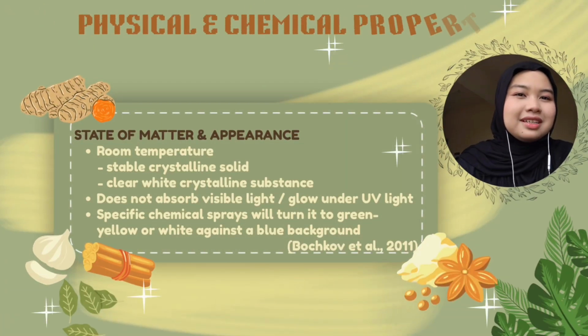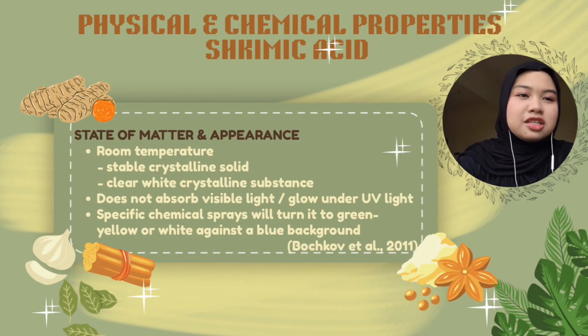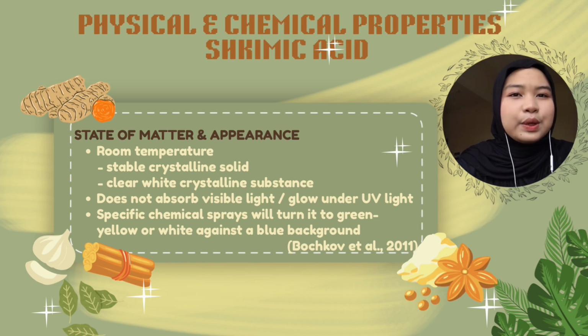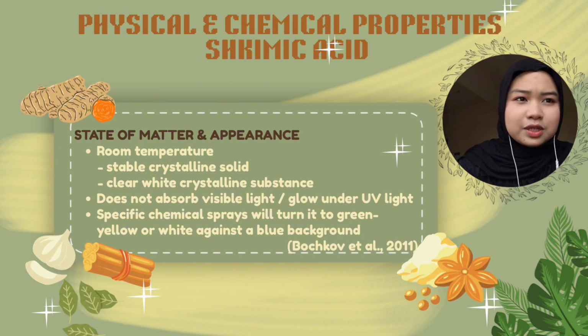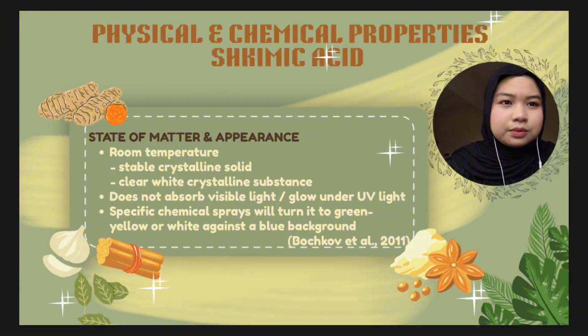At room temperature, shikimic acid exists strictly as a stable crystalline solid. In its pure, isolated form, it appears as a clear white crystalline substance. It is worth noting that the molecule itself does not absorb visible light or glow under UV light. In a laboratory setting, researchers must use specific chemical sprays to make it visible, which can turn it green, yellow, or white against a blue background.